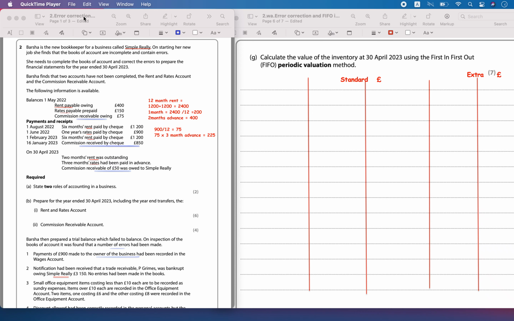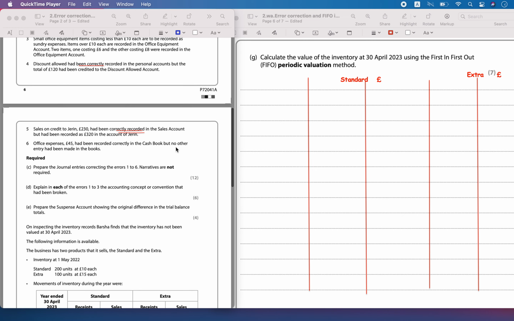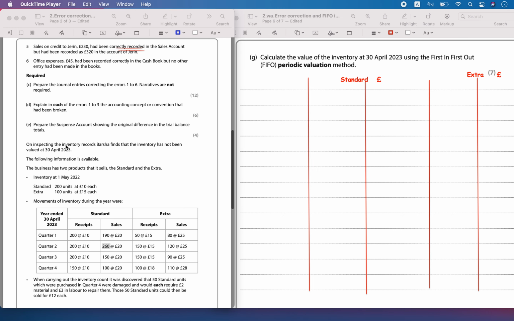Hello, today we are going to solve May 2023 paper question number 2. Calculate the value of inventory at 30th April 2023 using the first in first out periodic valuation method.